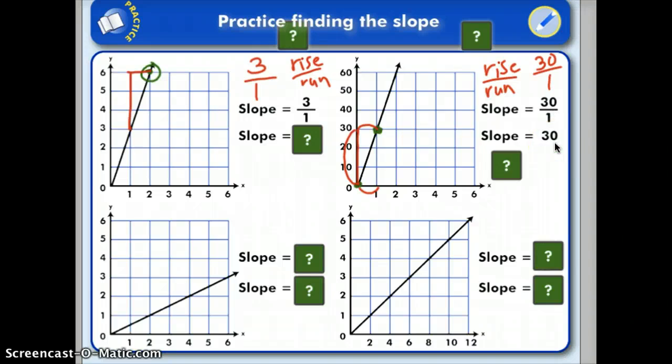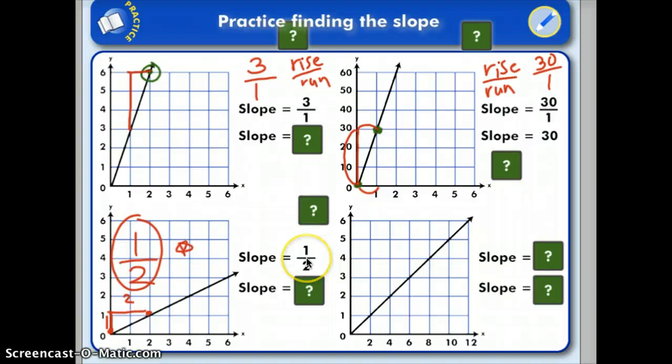All right, go down to the bottom left. Find 2 points on your graph. Here's one, and here's one. So first thing you do is you rise up 1 and over 2. So it'll be rise over run. In this case, my slope would be 1/2, and that's simplest form, so just 1/2.